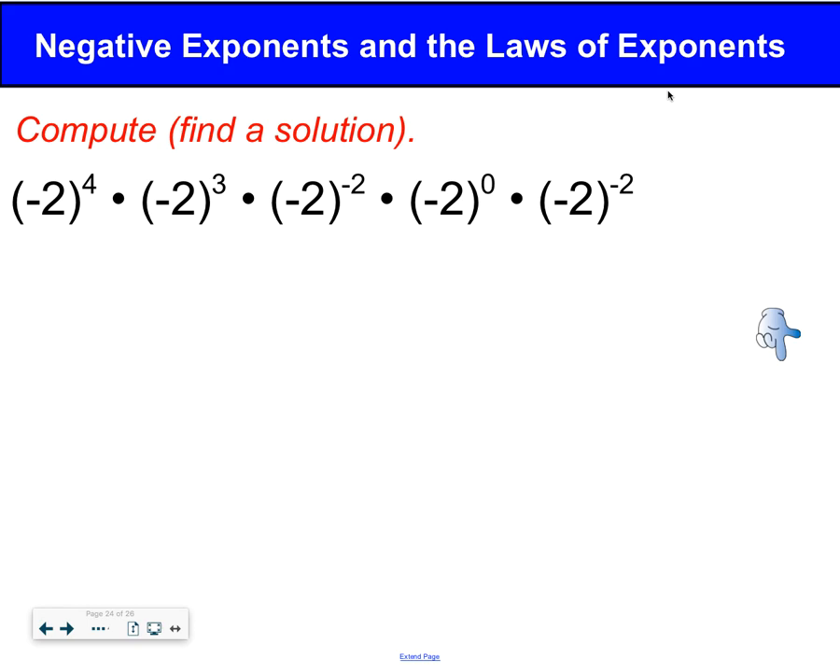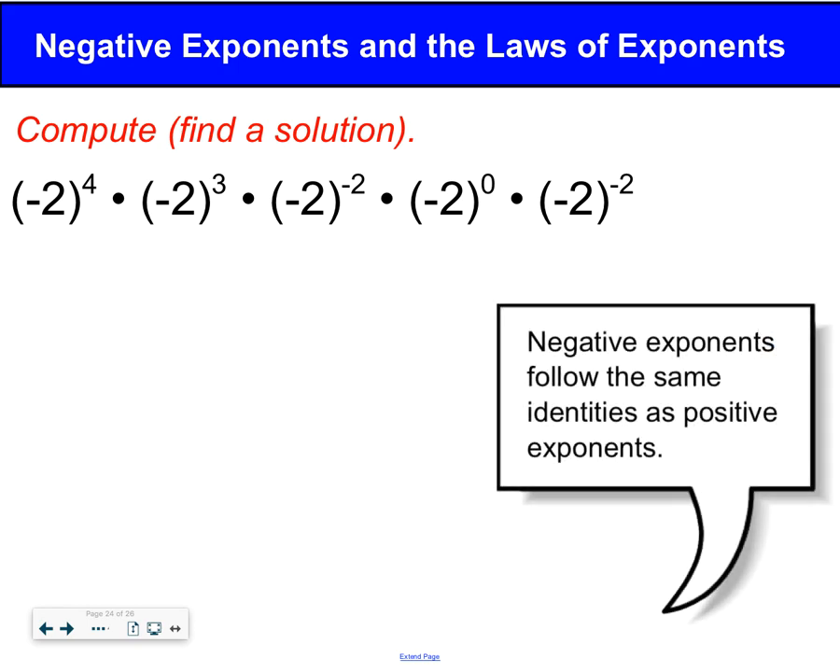Today in class, we were introduced to negative exponents. And one of the goals was to be able to recognize that negative exponents follow the same identities as positive exponents. So if we're trying to solve or compute, which means, by the way, find a solution, we need to remember that when we have the same base, so notice we have -2, -2, -2, -2, so same base, and it's being multiplied each time, we can keep the same base and add all of the exponents.